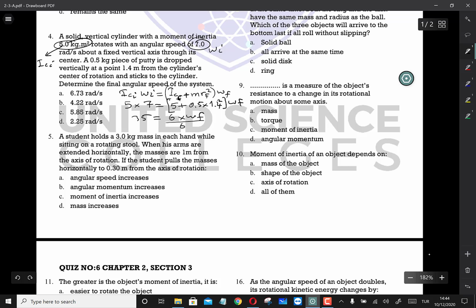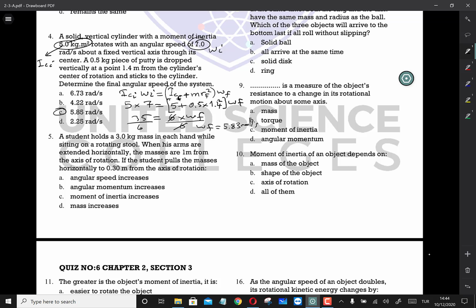Divide by 6. Omega final is going to be 35 divided by 6, which is 5.83 radian per second. 5.83, 5.85. So this is the closest answer to this question.